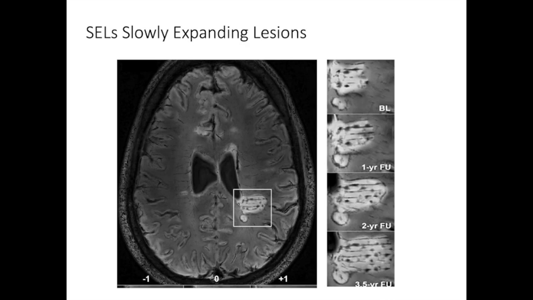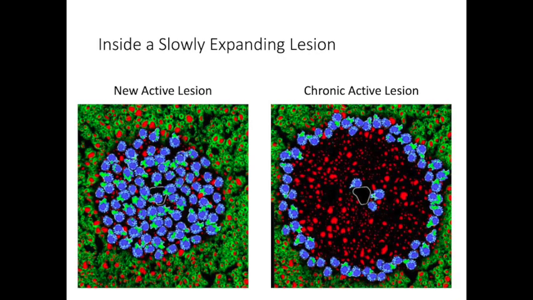You have to zoom in on that one lesion and look at it over a period of years to notice that it's actually getting bigger. So a standard MRI doesn't typically pick this up. There's a way that we can tag inflammatory cells.